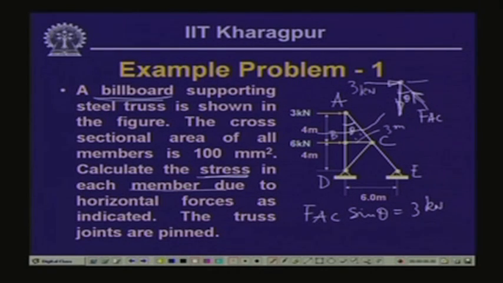Now, sin theta from this is equal to 3 by 5. This is 4, this is 3. So, this length is going to be equal to 5. So, sin theta is equal to 3 by 5. So, FAC is equal to 5 kilonewton.